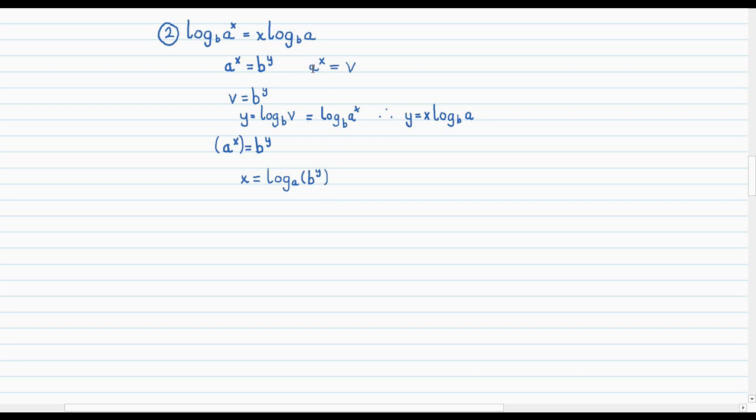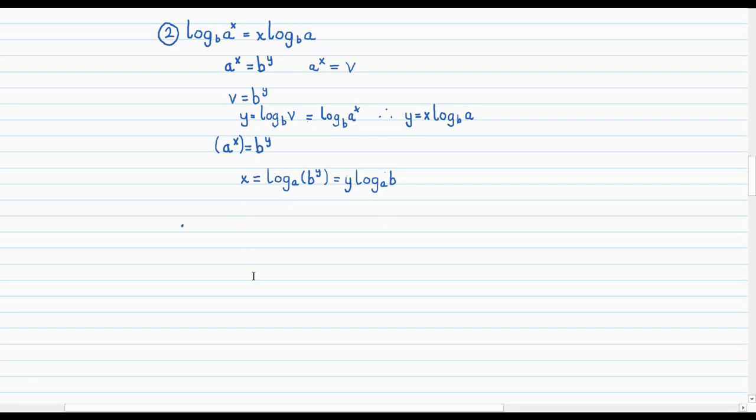Then you could just apply rule 2 to it and bring y down in front of the log, giving you x is equal to y times log b base a. I showed you this other possibility just to give you a better idea of how logs can be manipulated. Anyway, it'll become a bit clearer after we cover a few other examples.